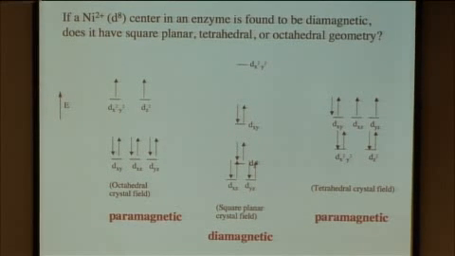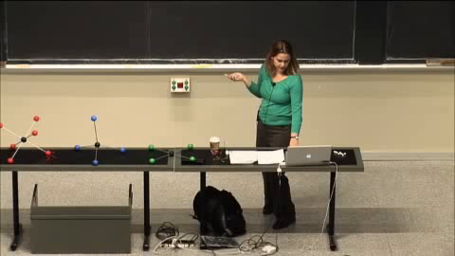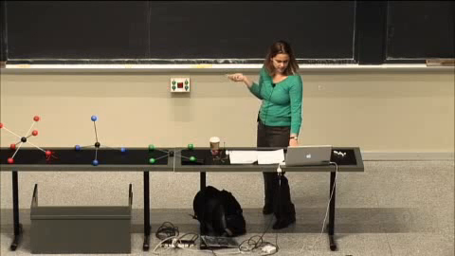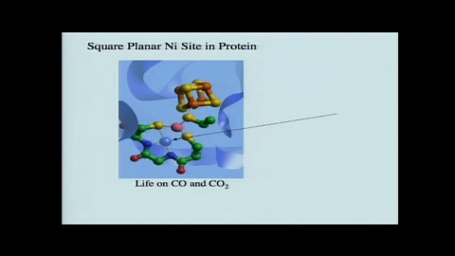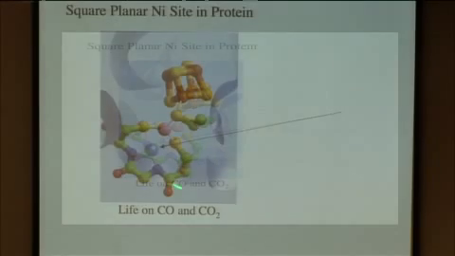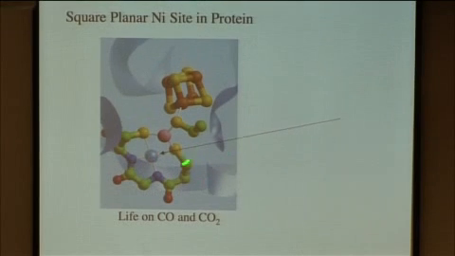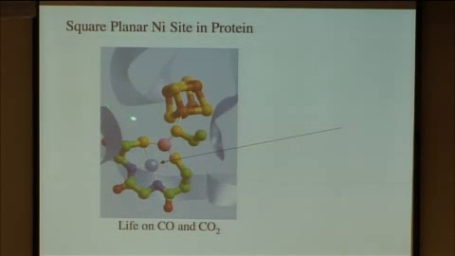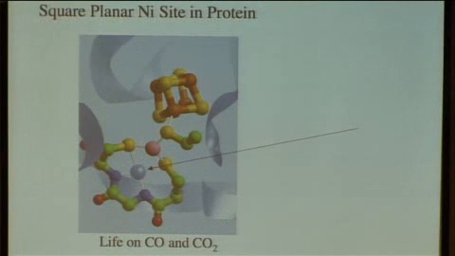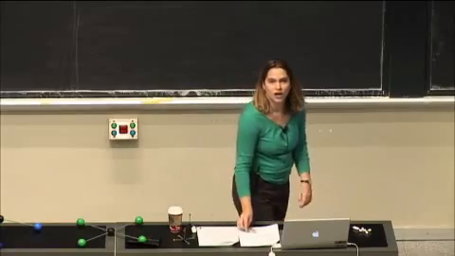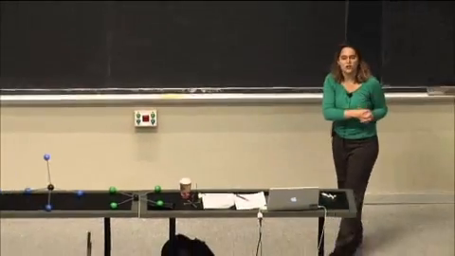And so let me show you an example of a square planar system. This particular nickel is in a square planar system. It has 4 ligands that are all in the same plane, and it is a square planar center for a nickel. So that's one example, and this is a cluster that's involved in life on carbon dioxide. All right, so that's different geometries.